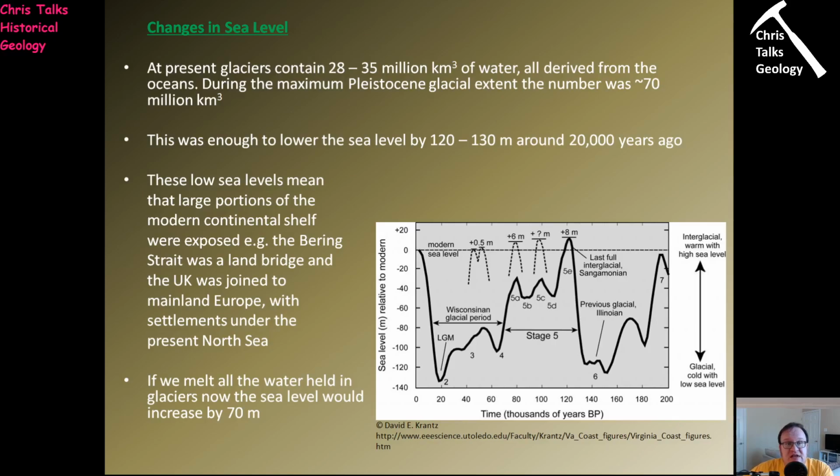So at present, glaciers contain about 28 to 35 million cubic kilometers of water. And now all that water comes from the oceans. Okay, so during the maximum Pleistocene glacial extent, the number was approximately 70 million cubic kilometers. So you can see that's a lot more water that has been removed from the oceans. So this would have been enough to lower the ocean sea levels by about 120 to 130 meters for around 20,000 years. So that is a pretty big amount of water lost. That's a pretty big drop in sea level.